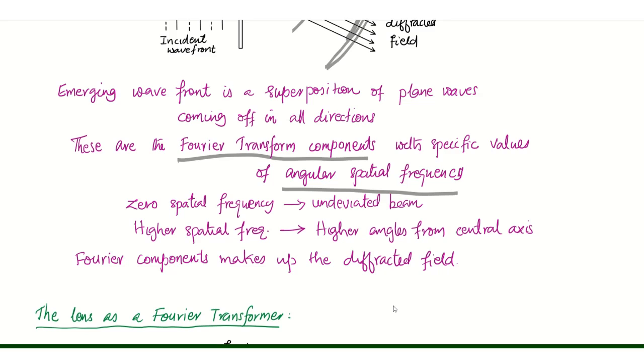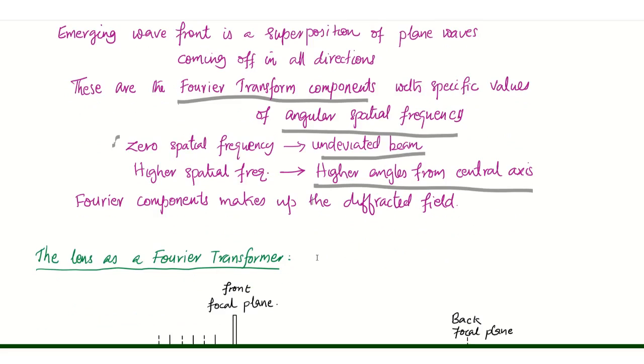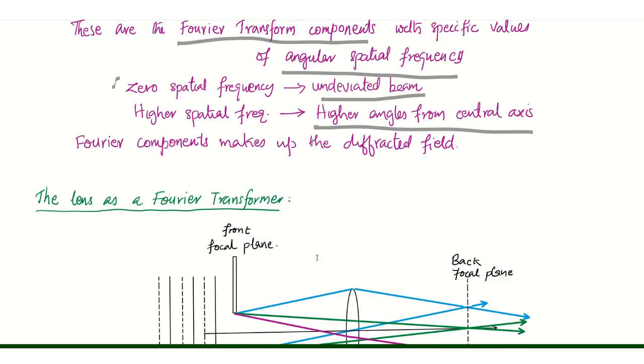And in this case, the zero spatial frequency corresponds to the undeviated beam, and higher spatial frequency corresponds to higher angles from the central axis, and so on. And these Fourier components actually make up the diffracted field.